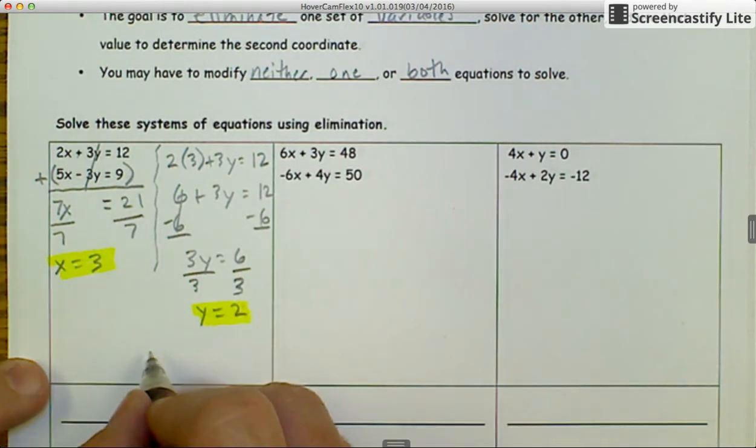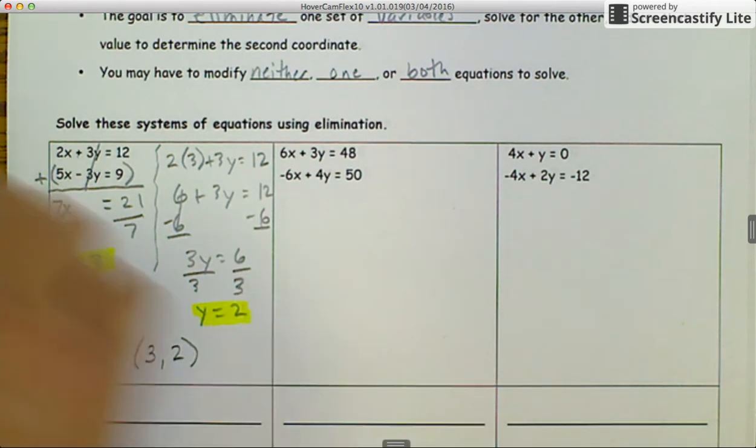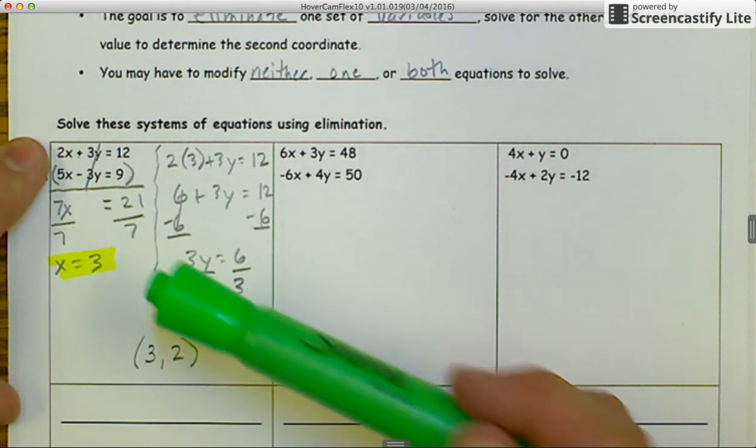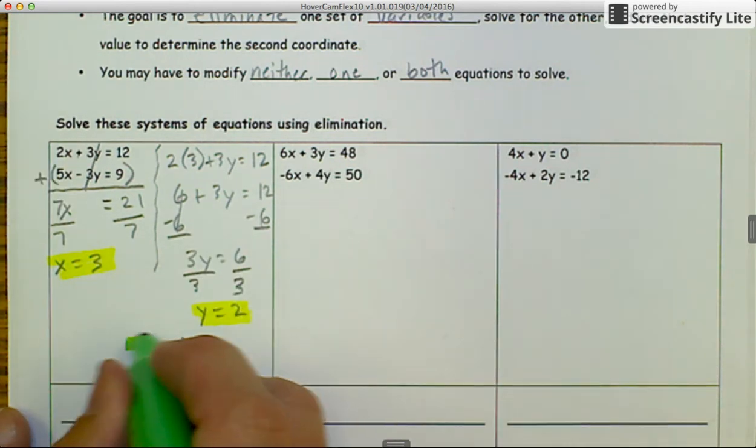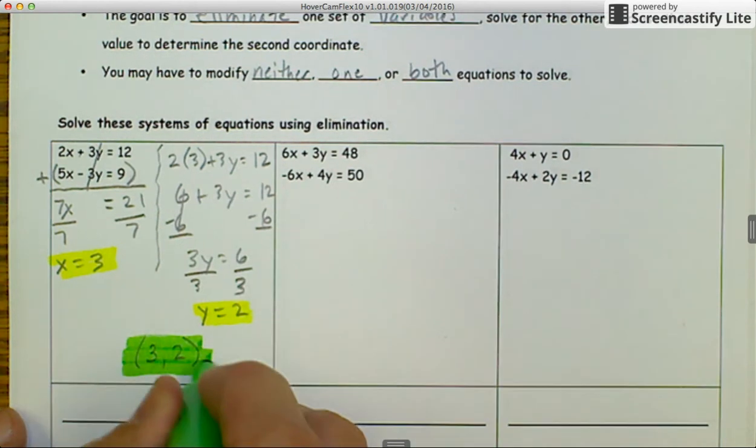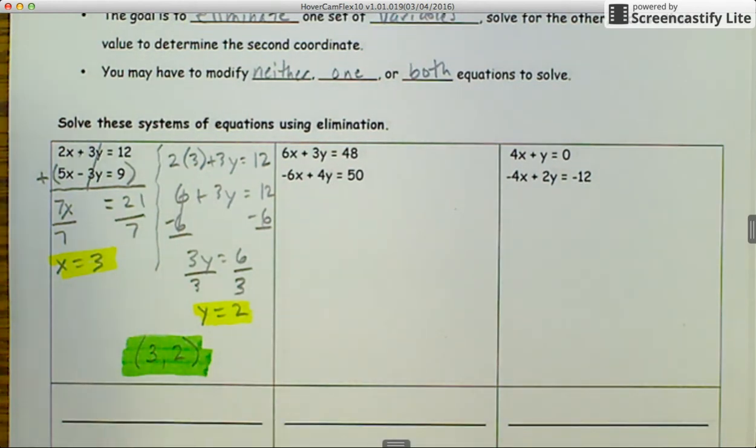So what that means is our solution is 3, 2. And what that means is that if we were to graph these two lines, they would intersect at the point 3, 2. I'm going to highlight the solution in green. I hope you can see it.